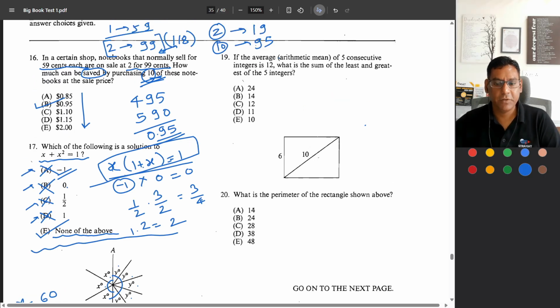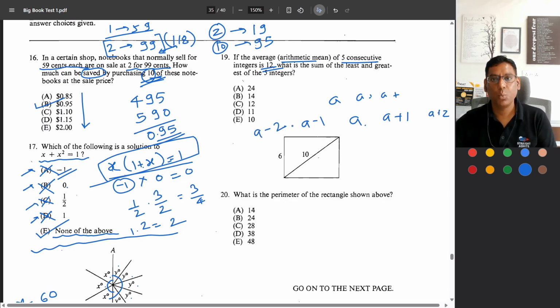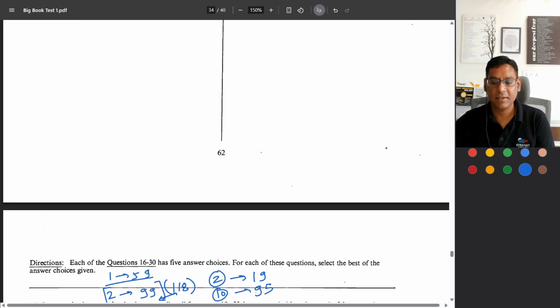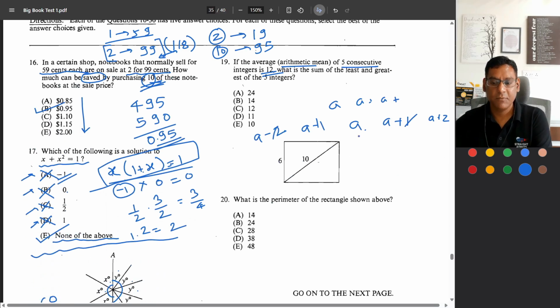Okay, if the average (arithmetic mean) of 5 consecutive integers is 12. See, whenever you have x consecutive integers and the average is given, don't take them as a, a plus 1, a plus 2. Instead, take them like this: a plus 1, a minus 1, and a plus 2, a minus 2. Why? Because when you add them up, all these terms will get cancelled, and what you will get is 5 times a.